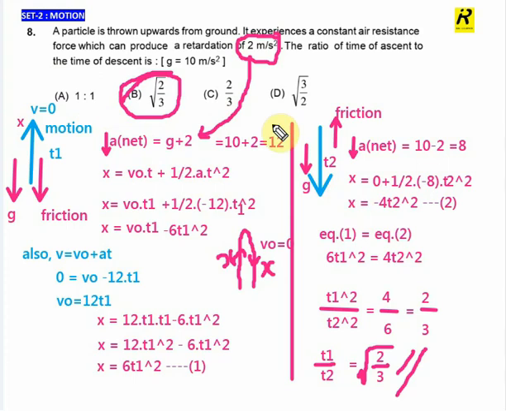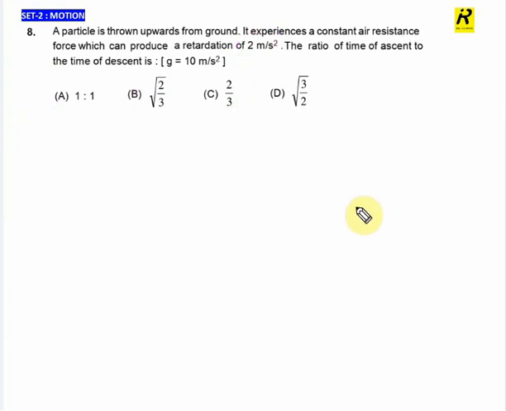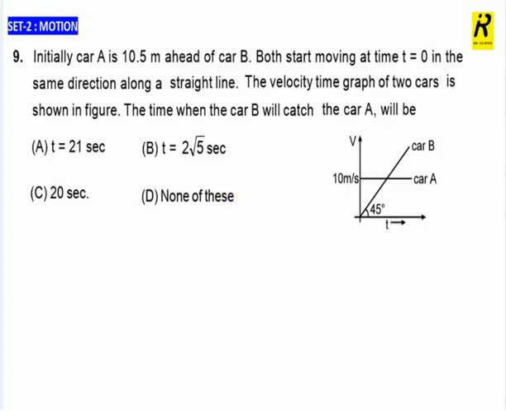Having completed that, let me move to the next question, which is the 9th question. In the ninth question, we are seeing initially car A is 0.5 meter ahead of car B. Both start moving at t equals 0 in the same direction along a straight line. The velocity time graph of the two cars is shown in the figure. The time when car B will catch car A will be. So we need at what time car B catches A.